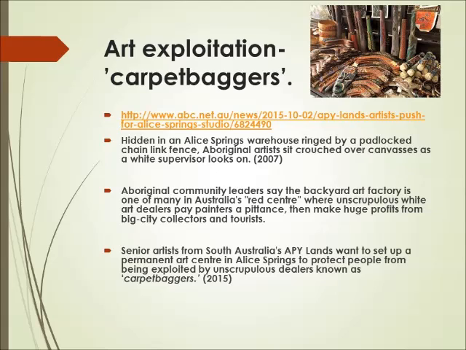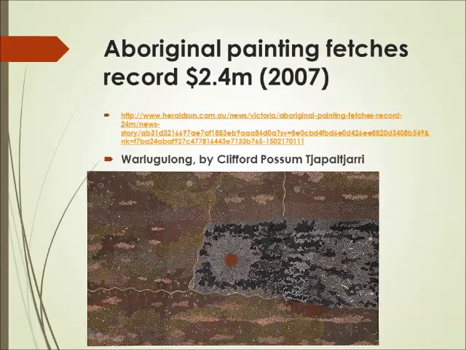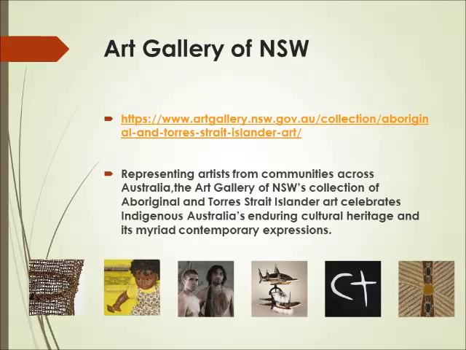Now, when we look at exploitation, we can see that there's quite a number of stories about Aboriginal artists who work for very little money and whose work is then taken by what are called carpetbaggers, a term from the United States. So people who come in and take that work and resell it for vast increases in profits. And we can see some examples of Aboriginal paintings that now fetch record sums of money. So there's a news article here on a work by Clifford Possum Japaljarri, which in 2004 sold for $2.4 million, which at the time, and even today, was a very high amount compared to previous sales, okay?